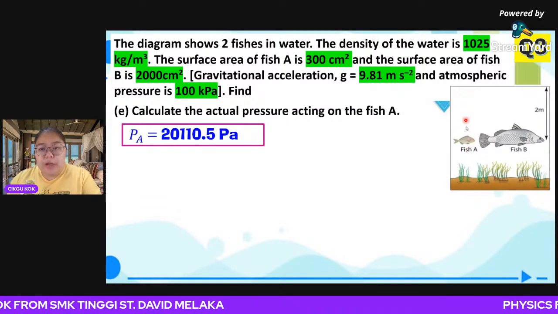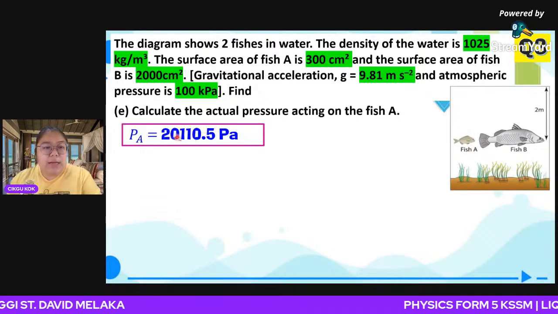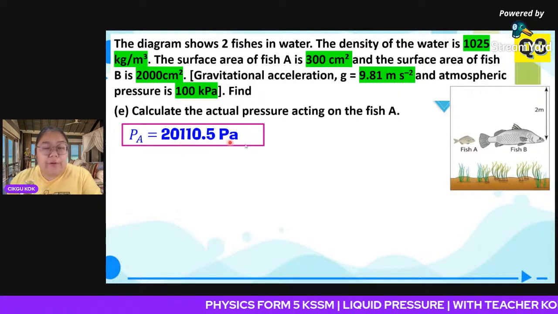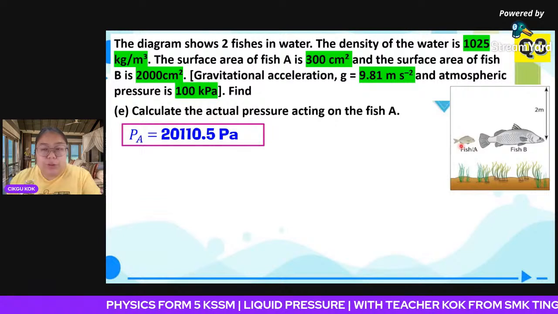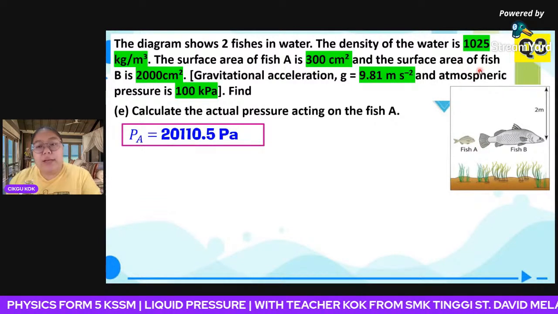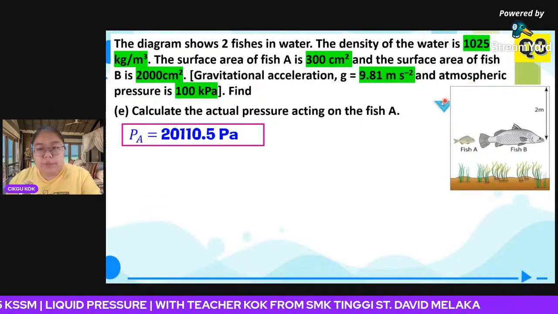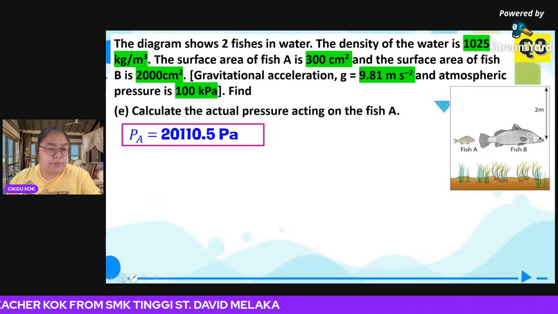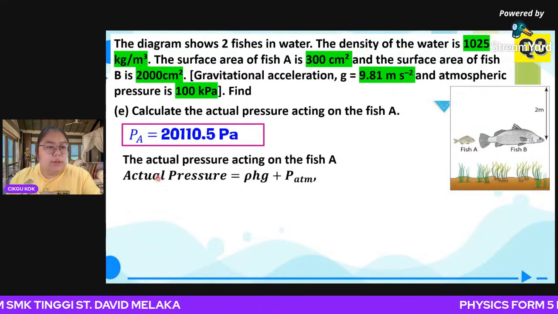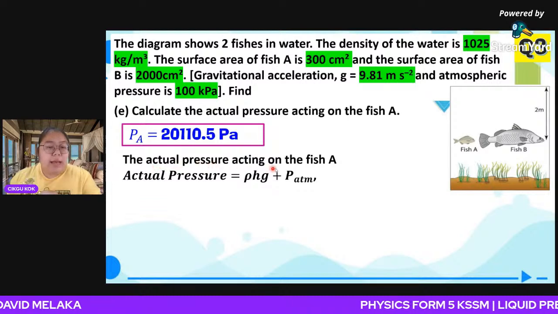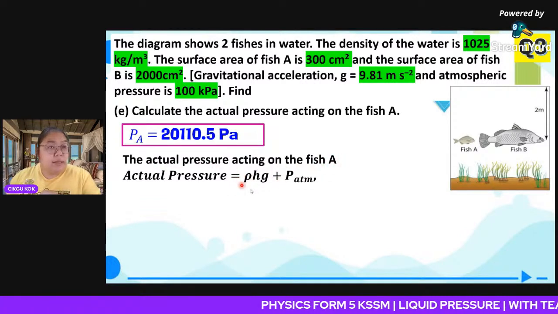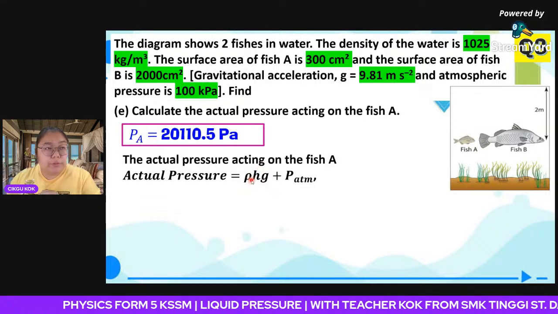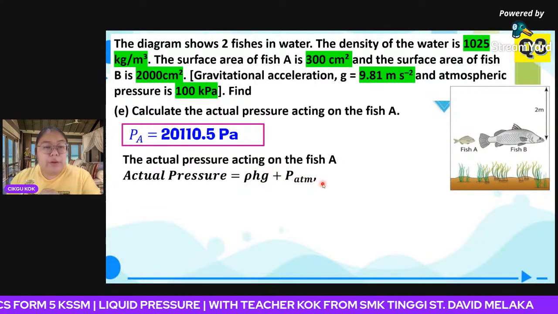The water pressure for the fish A is how many? This one should be the answer, 20,010.5. But now they want actual. Actual means outside. Outside there is still atmospheric pressure acting, is it? So from here, we need to add atmospheric pressure. Actual pressure acting on the fish A, same equation: actual pressure equals rho Hg from the water plus atmospheric pressure.